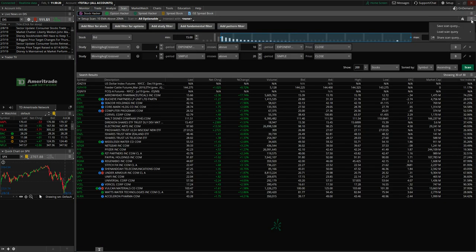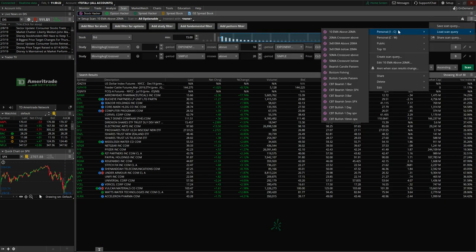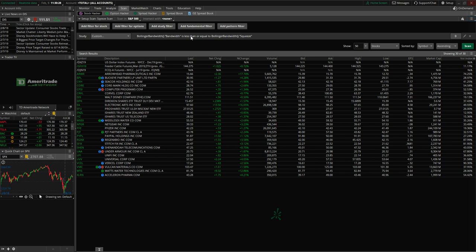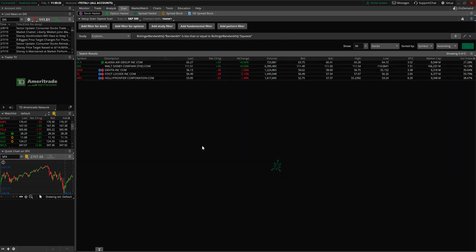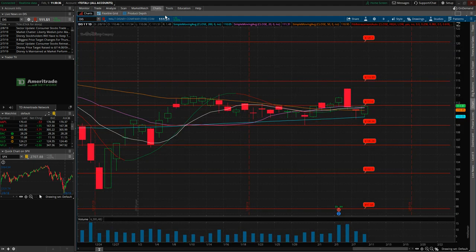And just out of curiosity, we want to make sure that this is also on my squeeze scan. Here's my squeeze scan, which is using the Bollinger Band equal to the squeeze, and scanning for Disney. Yep, so Disney is on there. So Disney is definitely a play that we'll be looking at next week. Whether it's selling naked puts on it, buying out of the money calls, or buying in the money calls, I don't know yet, but it is something that we're going to do.